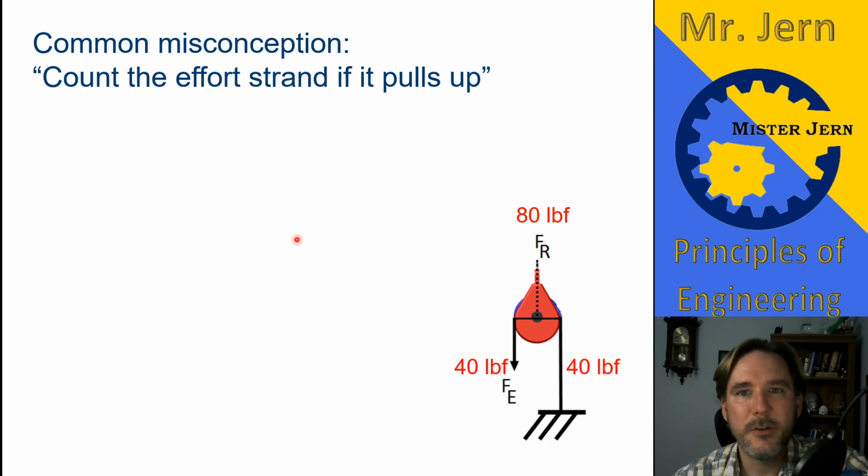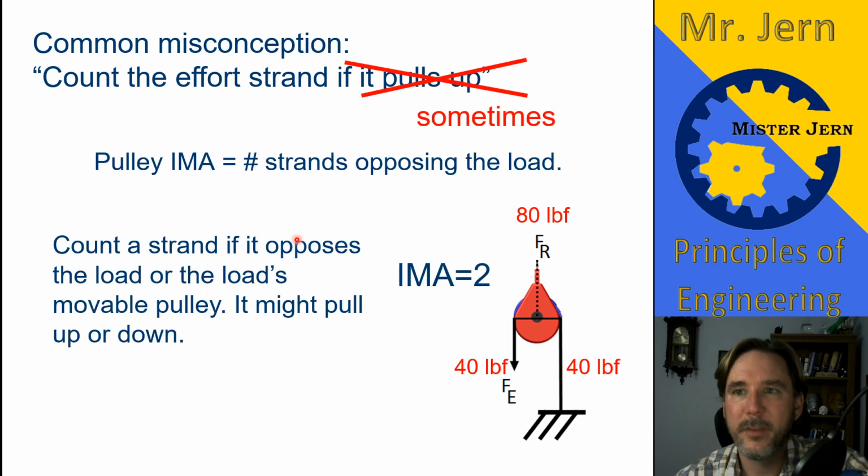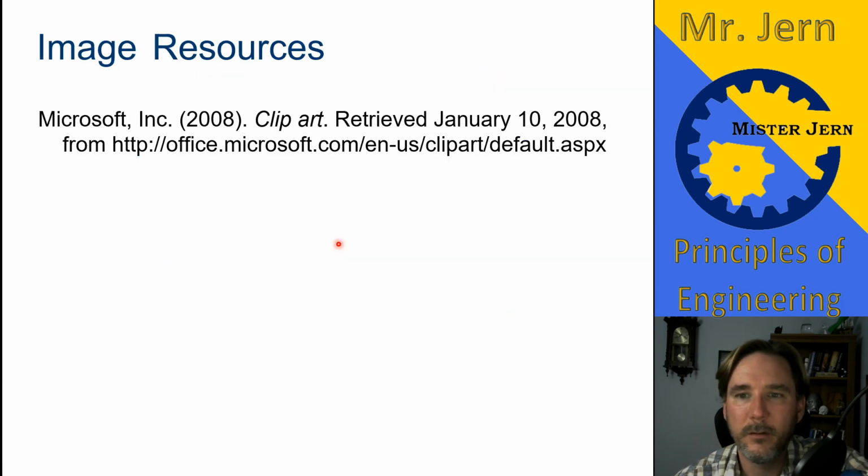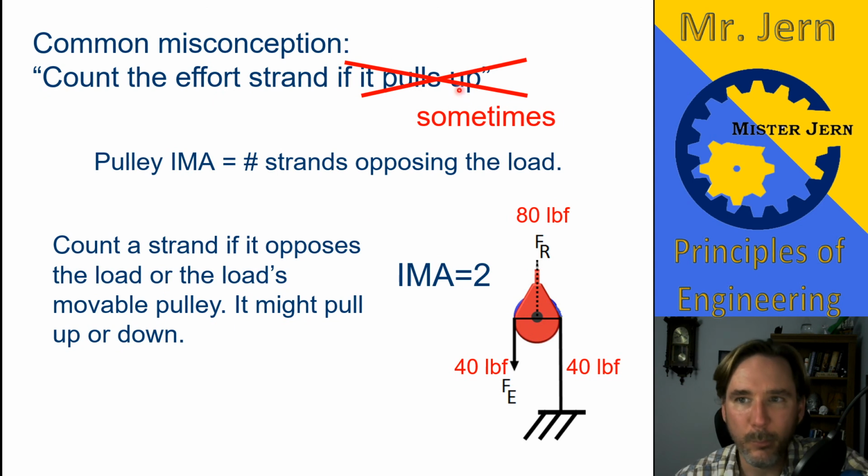Another common misconception is you just count the effort strands if it pulls up. Well, sometimes. The pulley IMA is the number of strands opposing the load. So if it opposes the load, you count it. In this case, we have an IMA of 2, because it's not pulling upward in this case. This pulley is pulling it downward. The other examples I showed you were pulling it upward, not this case.